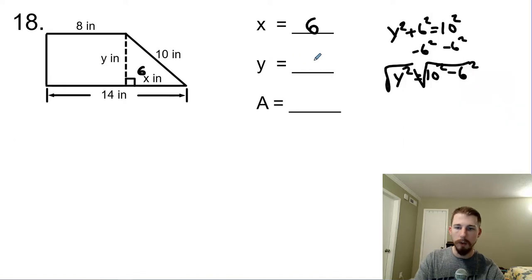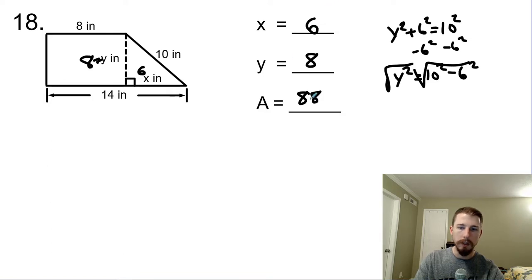This is actually one of our Pythagorean triples, so I've kind of got that one memorized. It's a 3, 4, 5 times 2, so it's a 6, 8, 10. And the last thing I want to do is find the area. So that's going to be the average of the bases times the height. And our height in this case we said was 8, because that's what y was equal to. So 8 and 14, when we add those two together, it's going to give us 22. Half of 22 is 11, and then 11 times 8 is going to give us 88.